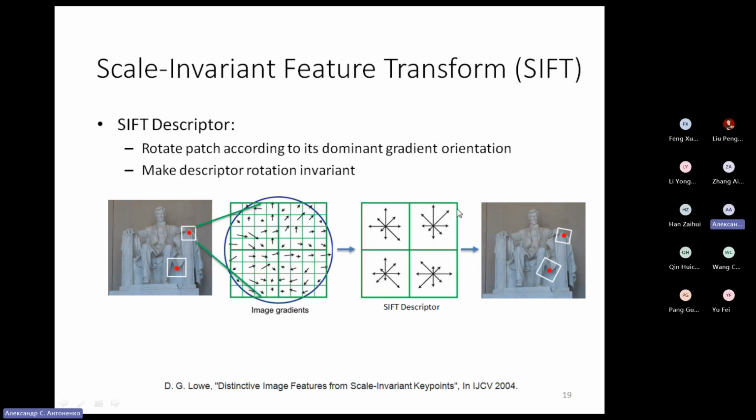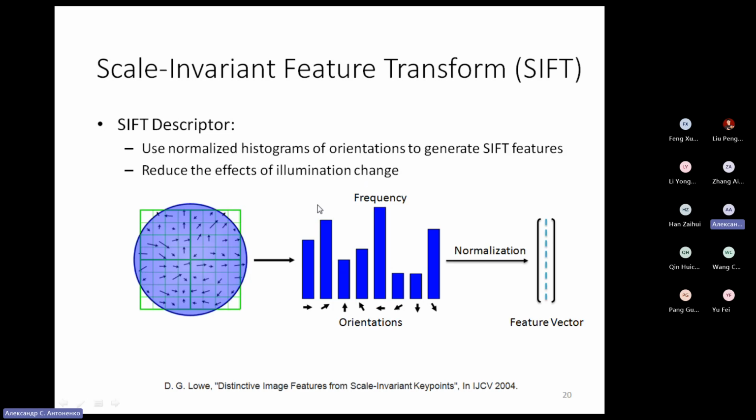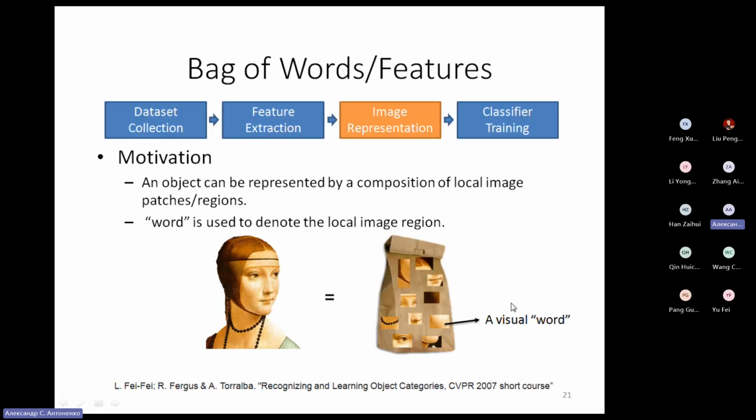Then we rotate our patch according to its dominant gradient orientation, so we find the dominant gradient and rotate it. This makes the descriptor rotation invariant. We use normalized histograms to reduce the effects of illumination change. We make a histogram of frequencies, then normalize and obtain a feature vector. So we obtain numbers to represent a feature, but this is a single feature. What should we do next?